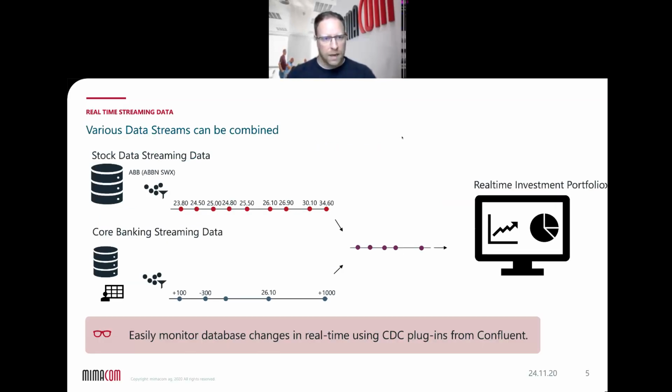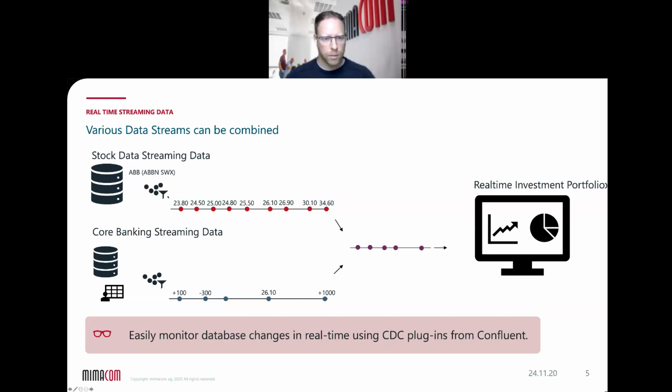The idea we had is to say, okay, let's take a stream of stocks from the outside world. So it could be any source. Maybe some of the most known are Bloomberg and Reuters, but there are also other fintechs that provide such data, and combine that together with the information we could stream out of a core banking. So basically we would have these two streams here.